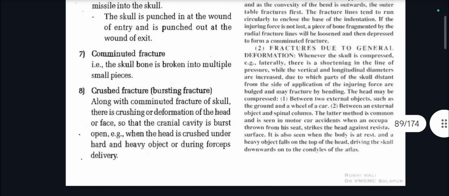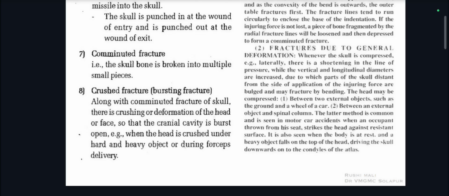Now 7th is comminuted fracture, that is the skull bone is broken into multiple small pieces. Then crush fracture, also called bursting fracture. Along with comminuted fracture of the skull, there is crushing or deformation of the head or the face so that the cranial cavity is burst open. Example, when the head is crushed under a hard and heavy object or during forceps delivery. Deformation is important here. You can imagine whenever the cranial cavity is burst open suddenly due to a hard or heavy object, that is nothing but your crushed fracture.